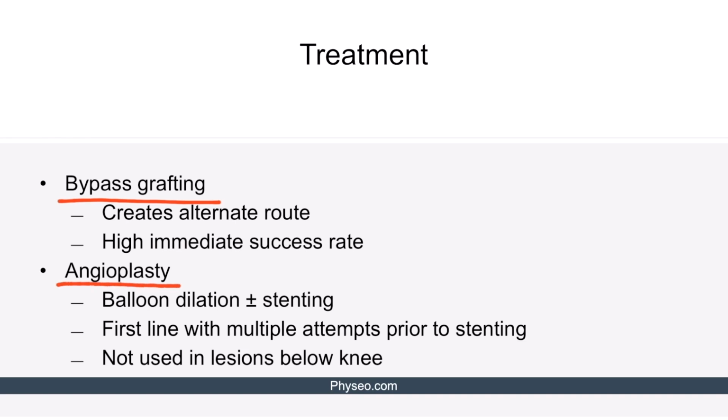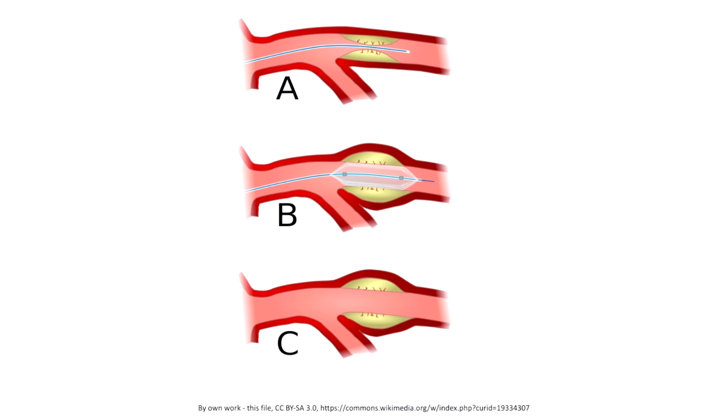Angioplasty uses ballooning with or without stenting, and this is the first-line treatment, but cannot be used in lesions below the knee. Here's an image explaining how angioplasty works. First, a catheter is inserted into the vessel past the site of the lesion. The balloon is then inflated to open the lumen. After that, a stent may be placed to help keep the artery open.